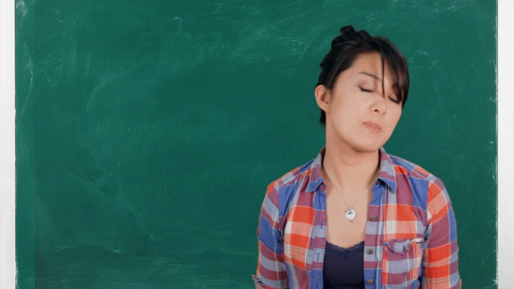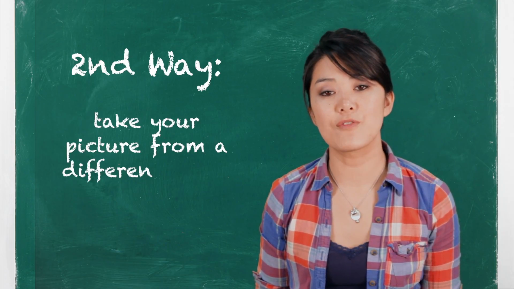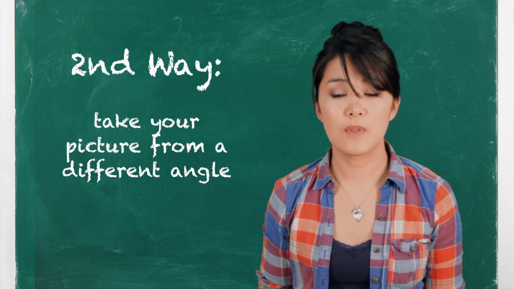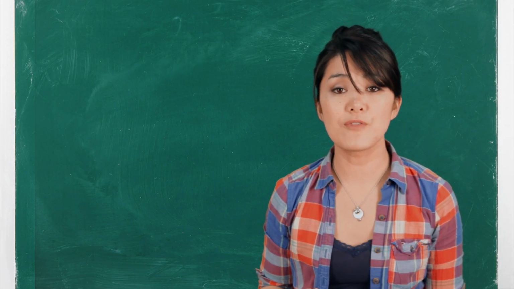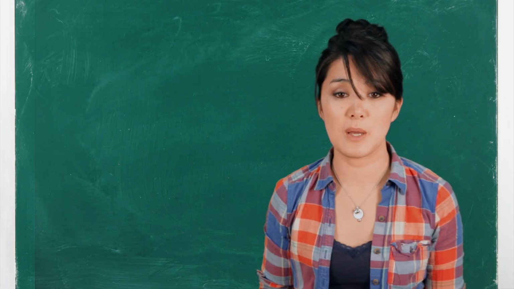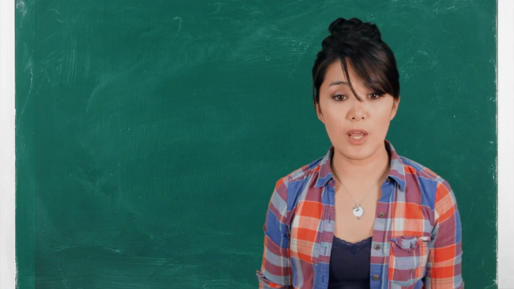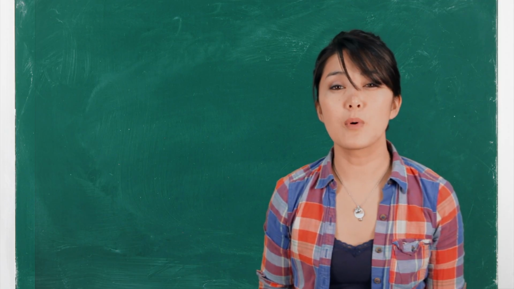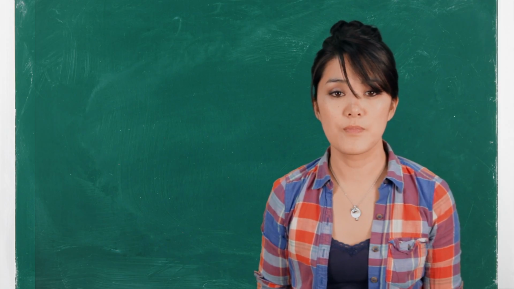Another way we can use perspective in our picture is to take it from a different angle. Moving yourself to take a picture from a different angle is a great way to explore perspective. They make your pictures more creative. Let's talk about a couple specific examples.